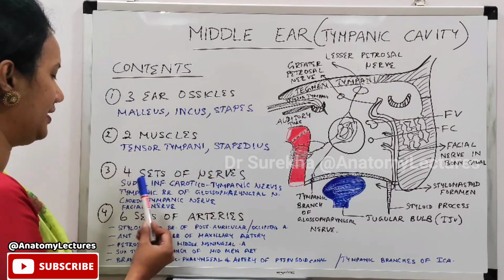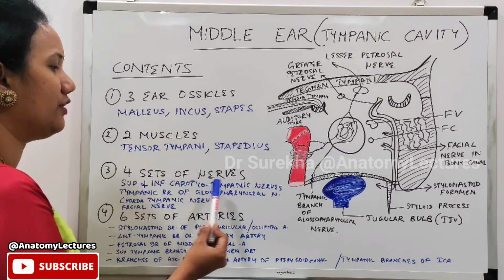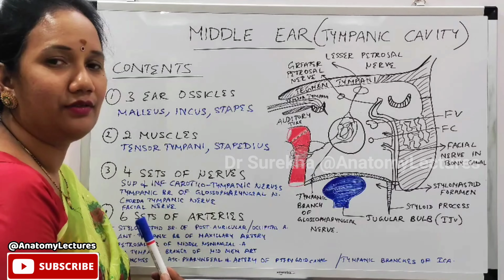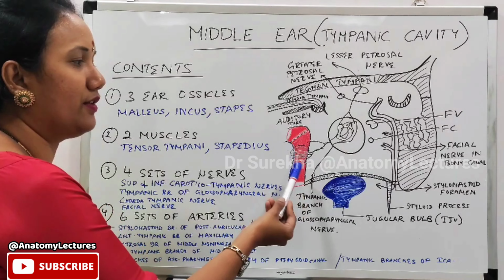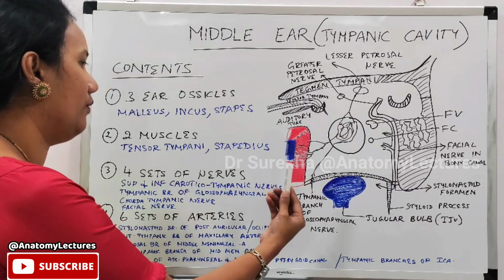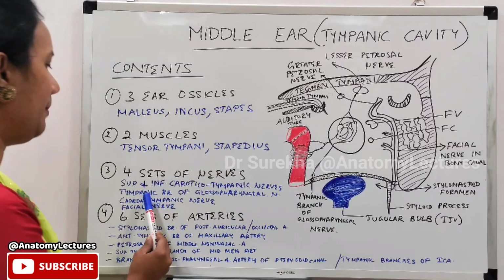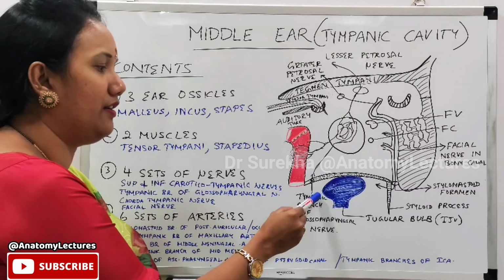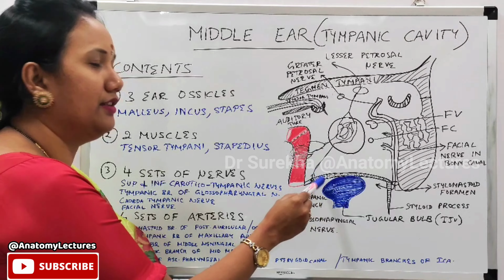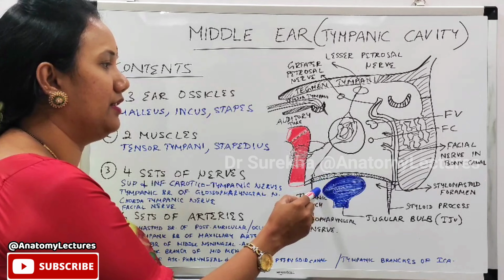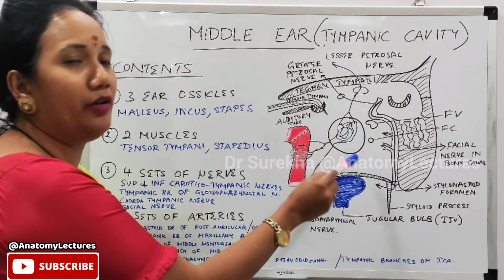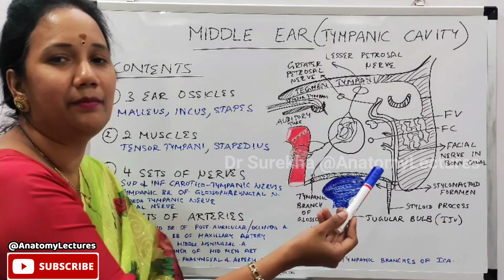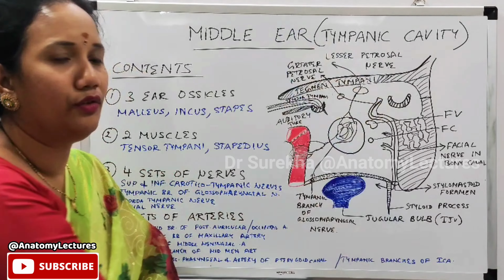Those four sets of nerves are, first, the superior and inferior caroticotympanic nerves. These are derived from the sympathetic plexus which surrounds the internal carotid artery, which is related to the anterior wall. Then the tympanic branch of the glossopharyngeal nerve enters into the middle ear cavity through the foramen present in the floor. It ramifies over the promontory to form the tympanic plexus, and it exits as the lesser petrosal nerve after it passes through the roof.